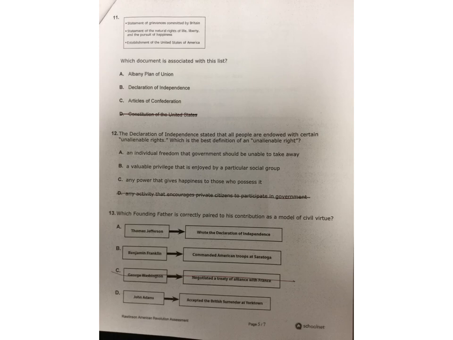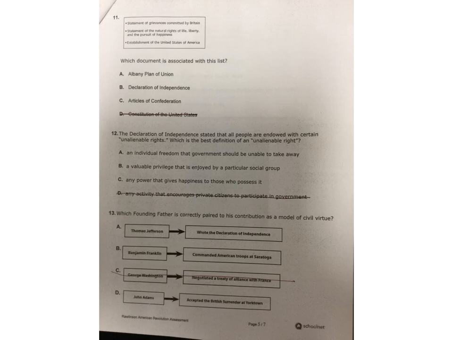Number 12, the Declaration of Independence stated that all people are endowed with certain unalienable rights. Which is the best definition of an unalienable right? A, an individual freedom that government should be unable to take away. B, a valuable privilege that is enjoyed by a particular social group. Or C, any power that gives happiness to those who possess it.